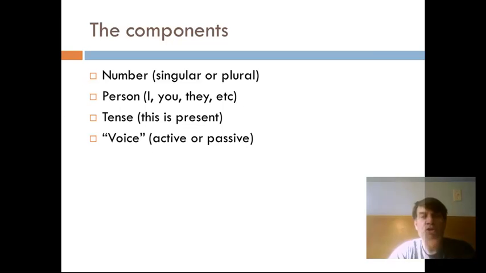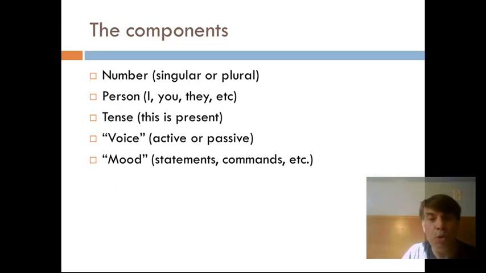So Ken hits the ball, that's an active verb because Ken is the one doing the hitting. But if I say Ken is hit by the ball, then I've made it into a passive verb, is hit. And Ken is being done by the verb, so to speak. Again, all of the examples in this video are active. And then there is mood, which is something we won't worry about for a very, very long time. Who knows, maybe never.